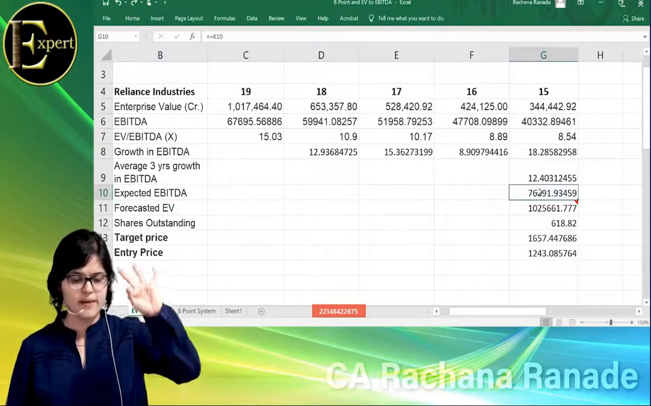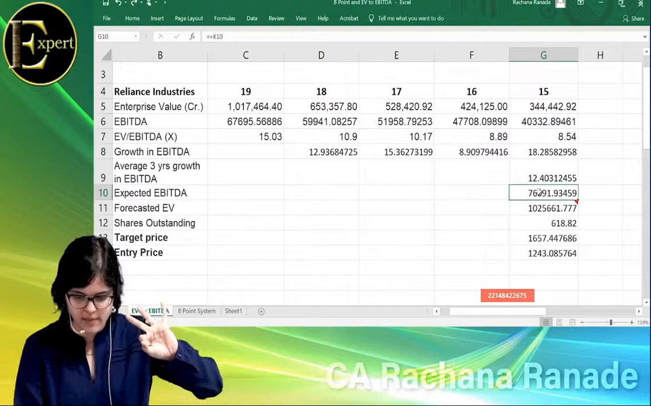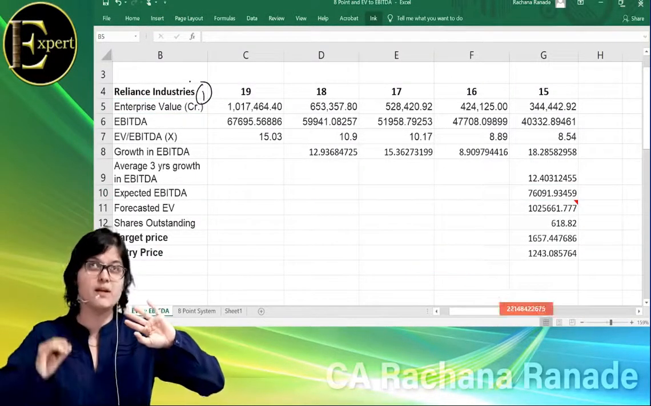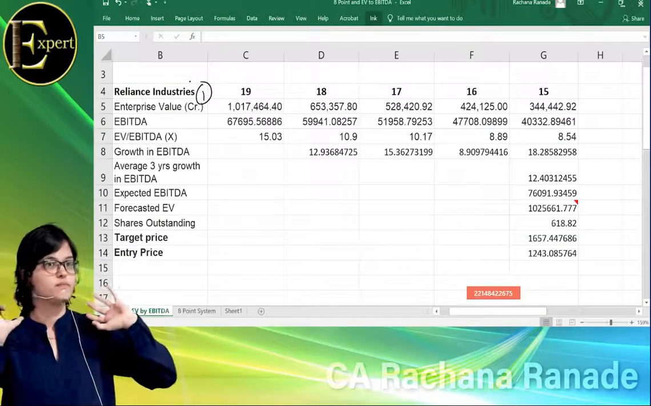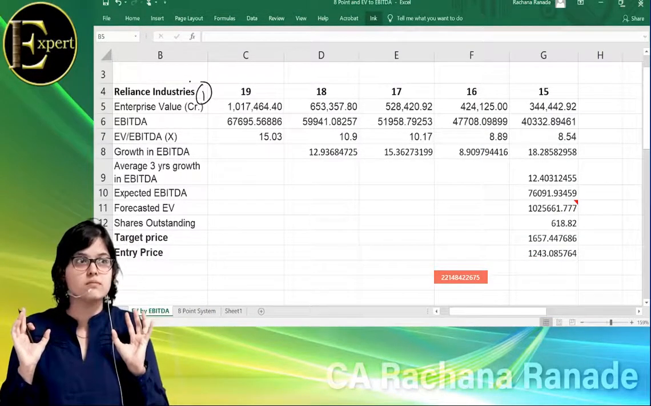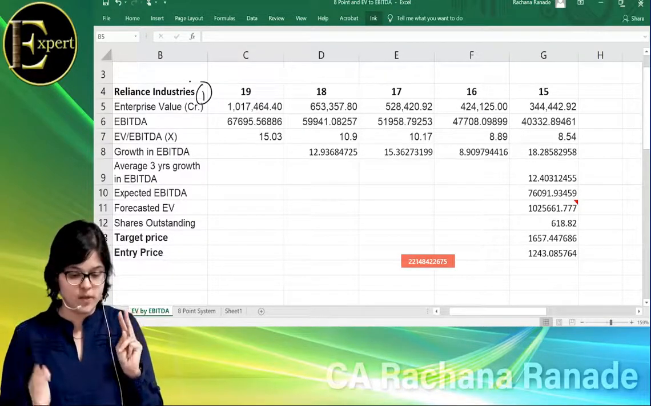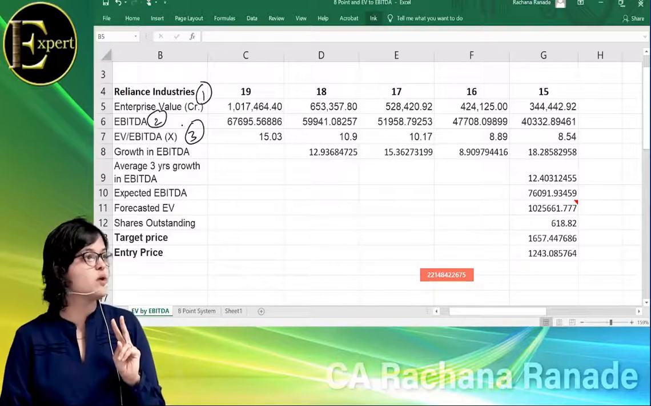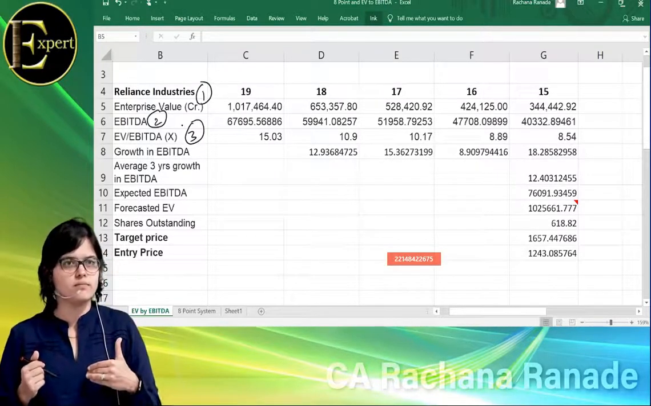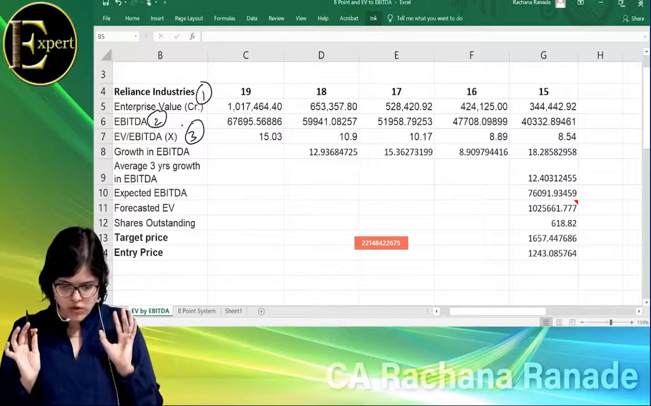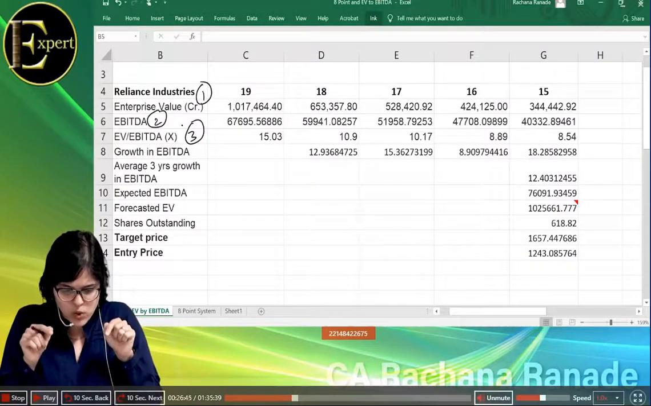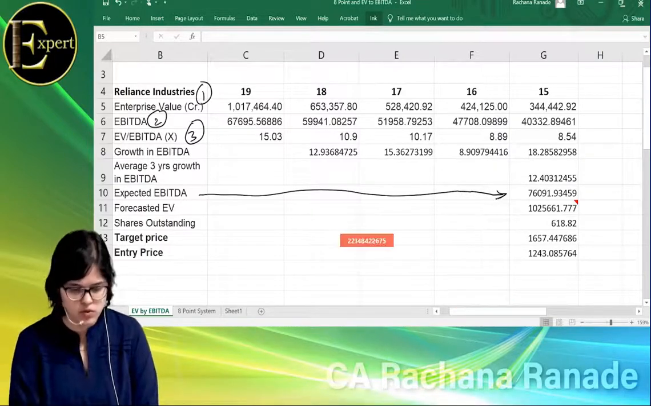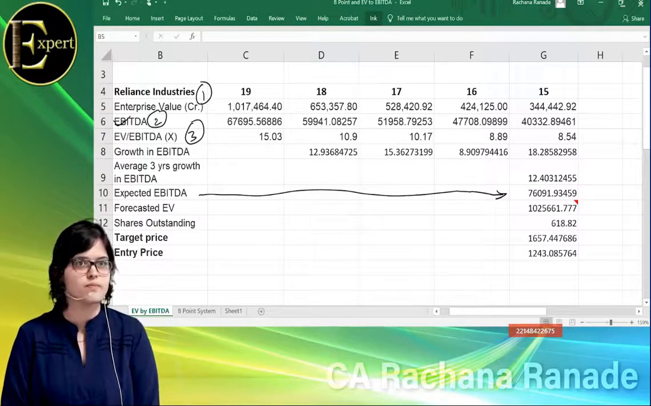So we have three parameters, if you have understood by now. Parameter number one that we have is what? EV value. That is the entire value of the firm. Does this include also debt? Yes, this also includes debt. Then number two, we have the EBITDA value. And number three, we have X. X is what? EV by EBITDA. Okay. So out of these three, which value do we have right now? We have this expected EBITDA value. So this number two value we have.